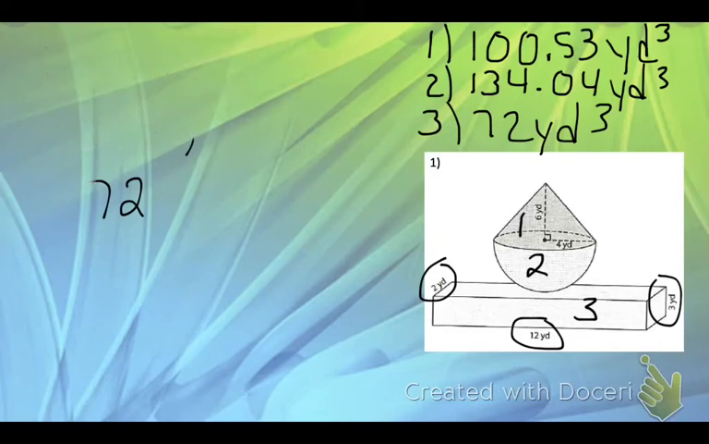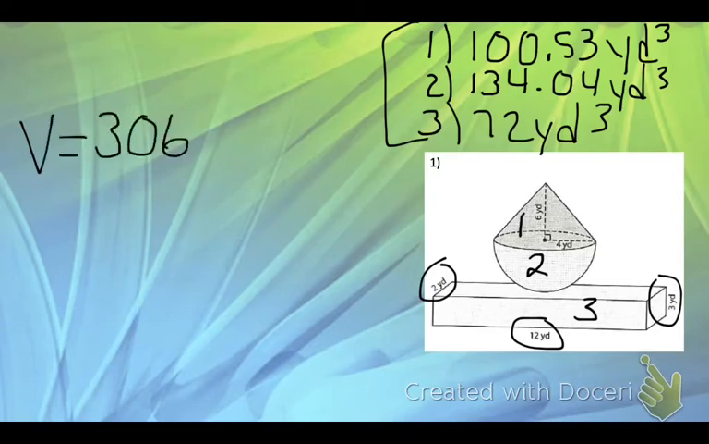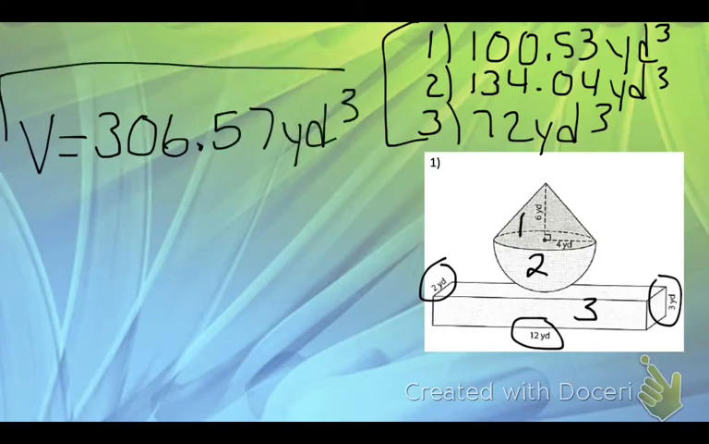Okay, and then the last thing I need to do is just add up all three of these shapes because I'm trying to find the entire volume of the whole thing. And so I just add 100.53 plus 134.04 plus 72 to get my final volume, which is equal to 306.57 yards cubed. And that right there is my volume.